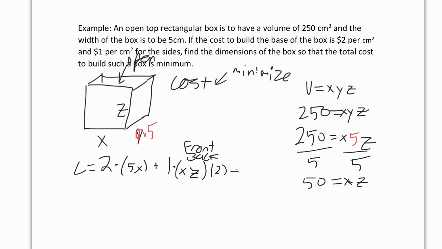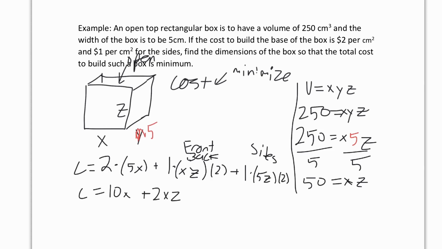And then we're also going to have the right and left side. So that's going to be z times 5 in terms of an area. So cost of 1, 5z, and then 2 of them. And so this is the sides. Alright, so let's simplify that a little bit. So cost is equal to 10x plus 2xz plus 10z.